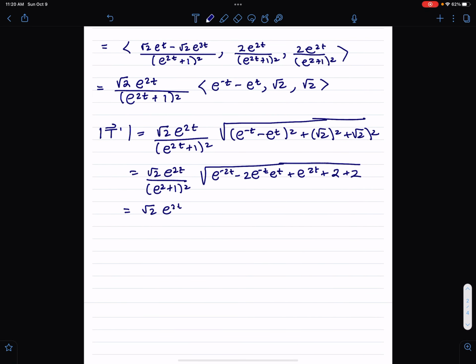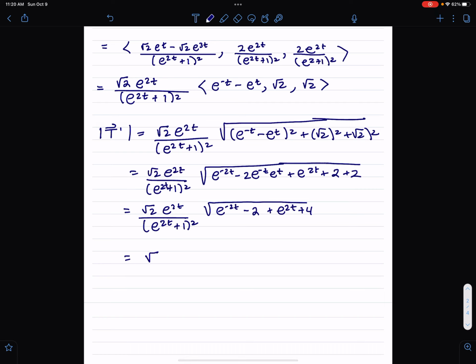Does this make you want to major in math? Isn't this so much fun? Look at this, I made another mistake. E to the 2t plus 1 squared. All right. This is e to the negative 2t, and this piece here, e to the negative t times e to the t, simplifies to 1. So it's minus 2 plus e to the 2t plus 4.